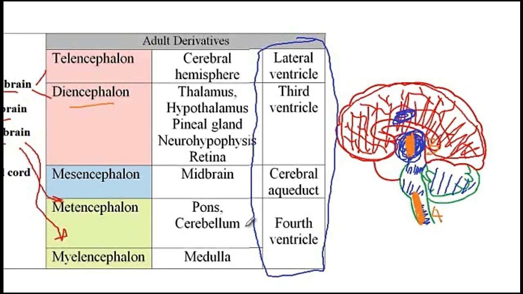So fourth ventricle is in the pons and medulla. So they are derived from metencephalon and myelencephalon. And how third and fourth ventricle are connected with each other is through the cerebral aqueduct. And thus cerebral aqueduct, which is inside the midbrain, is derived from mesencephalon.